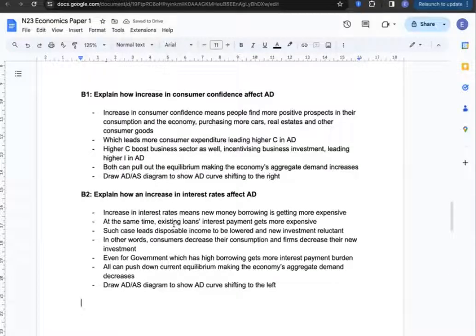Next, I can explain how an increase in interest rate affects AD. First, an increase in interest rate means new money borrowing is getting more expensive. At the same time, existing loans' interest payments get more expensive as well. Such a case would lead disposable income to be lowered and new investment reluctant. In other words, consumers decrease their consumption and firms decrease their new investment. Even the government, which has high borrowing, gets more interest payment burden. All can push down the current equilibrium, making the economy's aggregate demand decrease. This can be illustrated with an AD-AS diagram, AD curve shifting to the left.